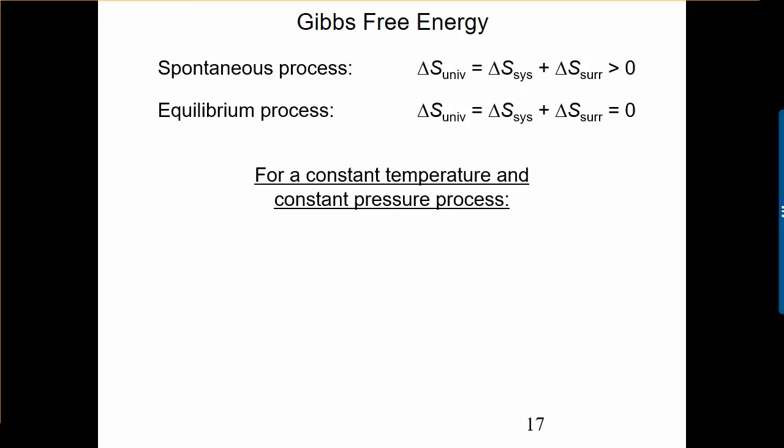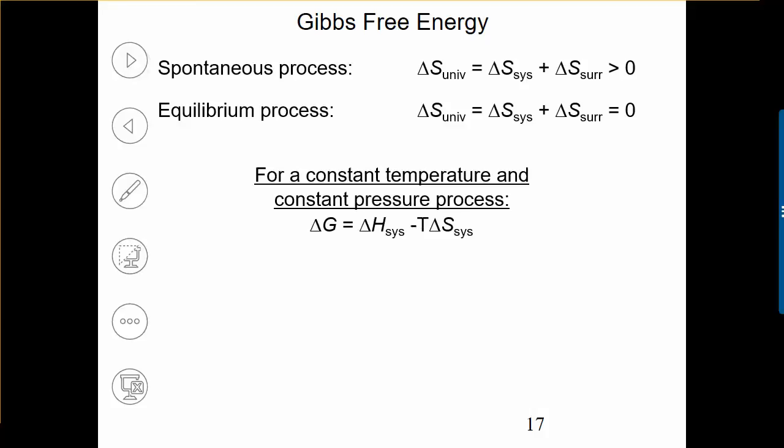So for a constant temperature, constant pressure process, delta G, which is Gibbs free energy, equals the change in the enthalpy minus the temperature times the change in the entropy of the system. So this is describing the delta G of the system here, which is Gibbs free energy.